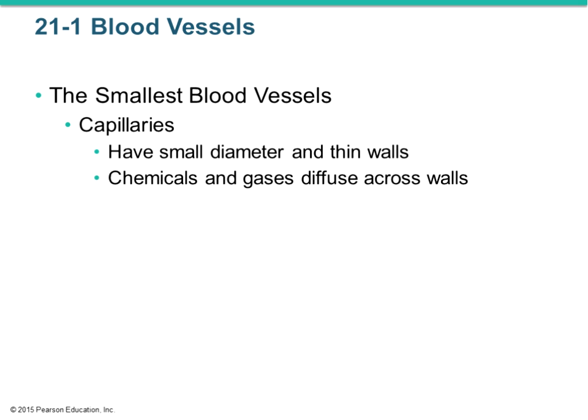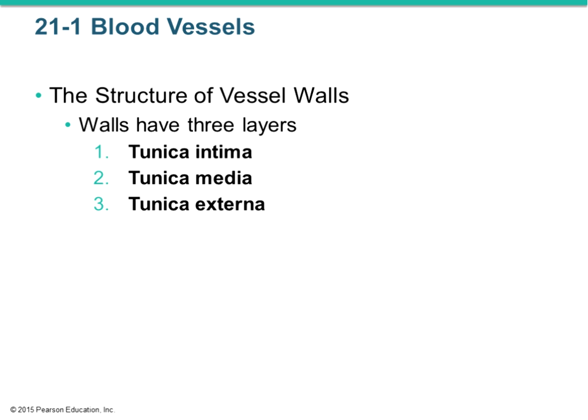The smaller blood vessels, as I mentioned, are capillaries. They have very small diameter, very thin walls, and this is where we see gas diffusion and chemical exchange and other types of things occurring at this location of capillaries.